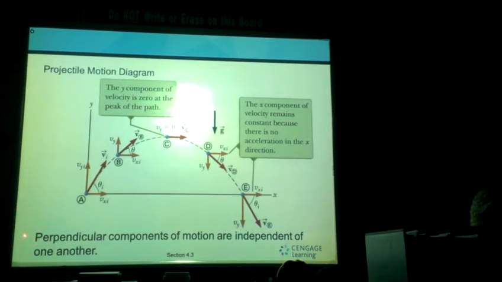Last thing, just on here, let me see. Okay, so it says perpendicular components of motion are independent of one another, just meaning that what's happening with my x direction, or my x vectors with velocity, doesn't matter about what's happening in the y direction. They're going to be two totally separate systems that we're going to view independently.